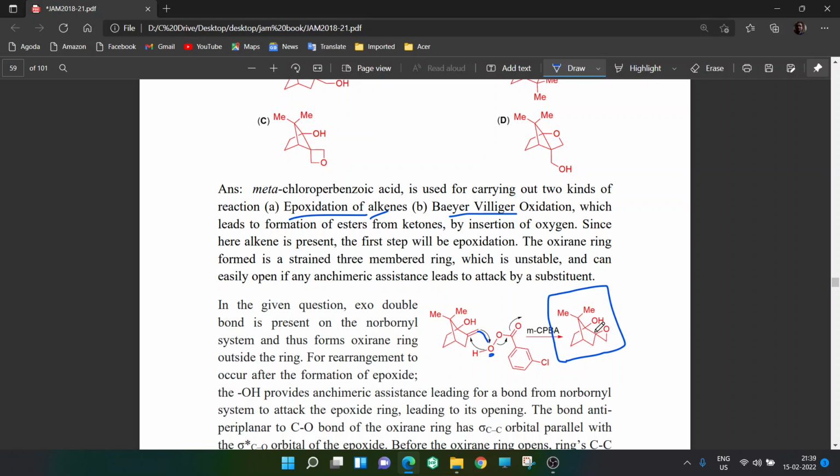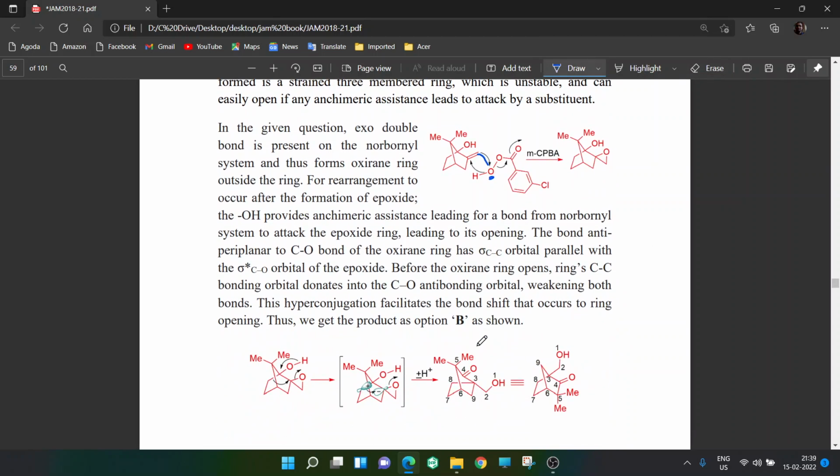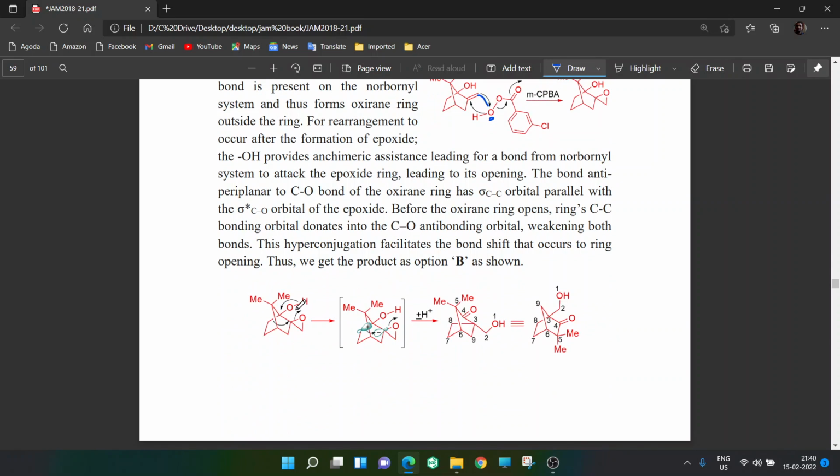So for opening up, this has to open. This anti-bonding orbital has to be attacked by a bonding orbital. Now which bonding orbital will attack? Again, the one which is anti-periplanar, the bond which is parallel. So this bond is there, this bond is parallel. So this bonding orbital will interact with this anti-bonding orbital, so that this opens up. I hope I am making sense. Whatever I said is here. You need this bonding orbital to interact with this anti-bonding.